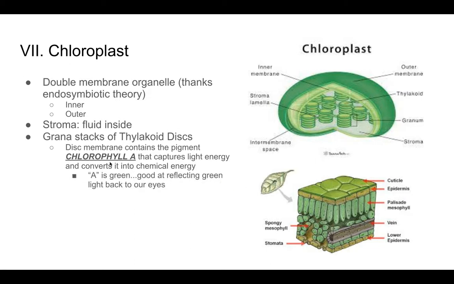Now, I tossed out chlorophyll A. A is one type of chlorophyll. It is a chlorophyll that makes plants look kind of green, which really means that it's good at reflecting green back to our eyes. And so we see chlorophyll as a pigment as a green color. I'm going to talk more about that in just a second.